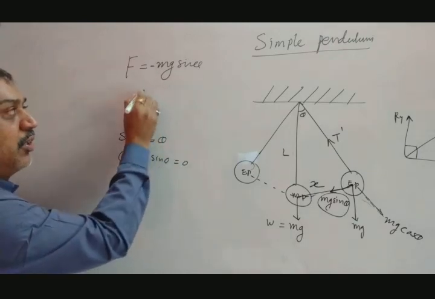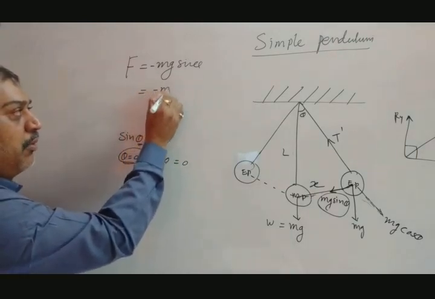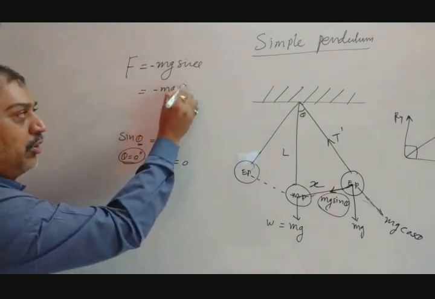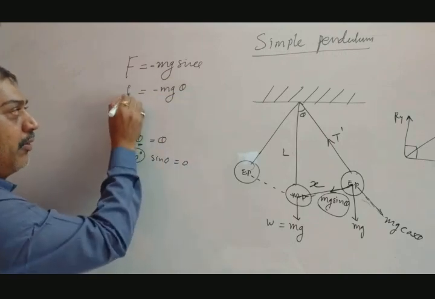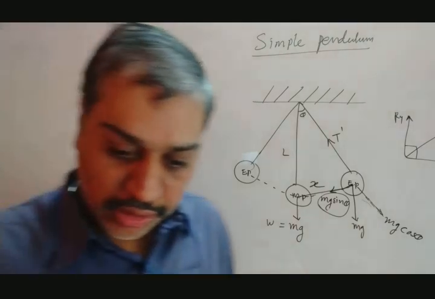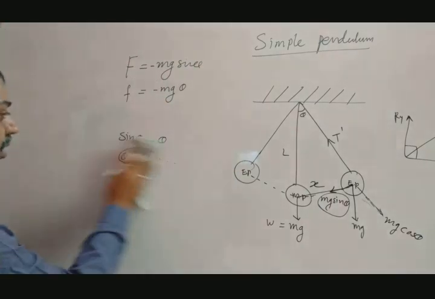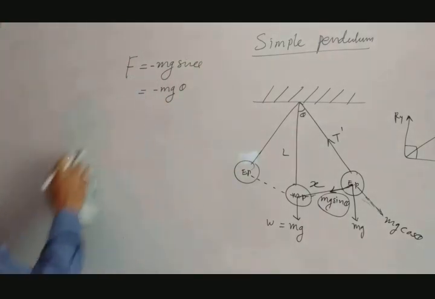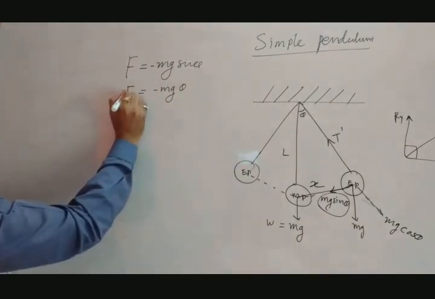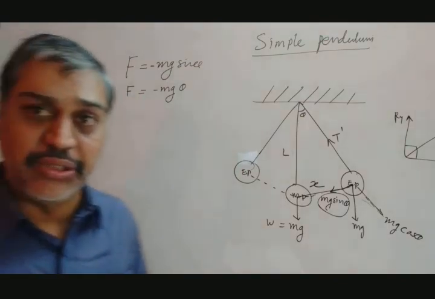In this equation, you can write this as equal to minus mg into theta. F equals minus mg into theta. Capital F they have taken, so I will use capital F again. So it is capital F equals minus mg into theta.